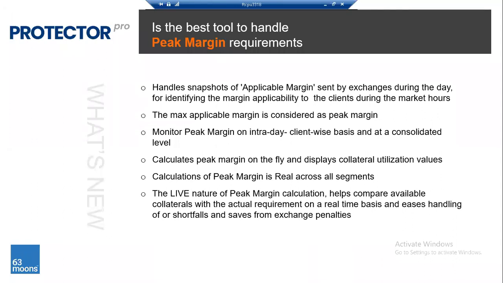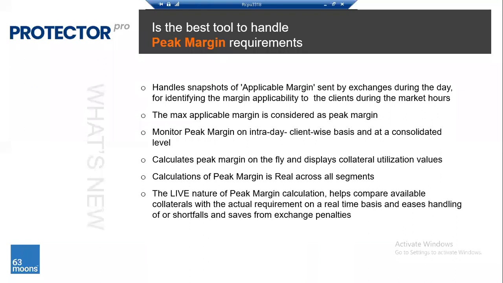At the consolidated level, for a client who has traded in multiple exchanges, if you want to see the total peak margin of the client after calculating all the exchanges, you come to know. Yes, this is the consolidated max margin which is required. A peak margin is required, so whether we are covered or not, it calculates the peak margin on family and displays the collateral utilizations also.